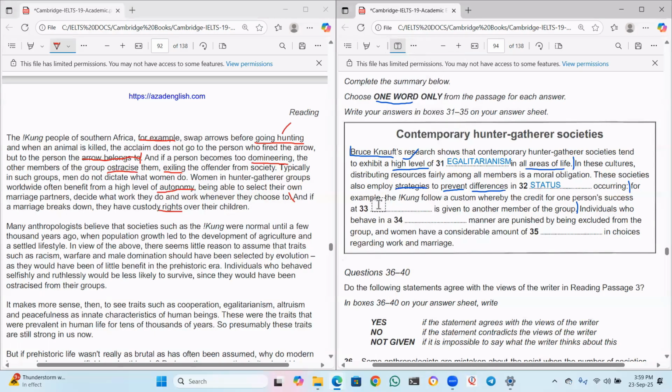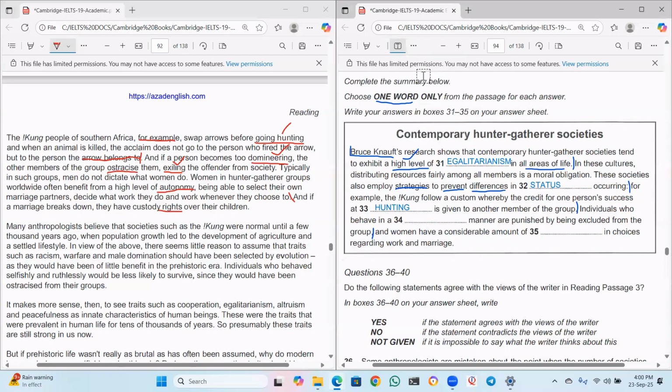This is very easy, guys. Very straightforward answers. Hunting. Yes, okay, hunting is given to another person, right? Now, individuals who behave in a dash manner are punished by being excluded from the group. Excluded means here we read what? Exiling, excluding from the society. In what? Individuals who behave in a dash manner. What type of manner? If a person becomes too domineering, the other members of the group ostracize them, exiling from the society. Domineering means dominating. Yes, that is the right answer. So, individuals who behave in a domineering manner.